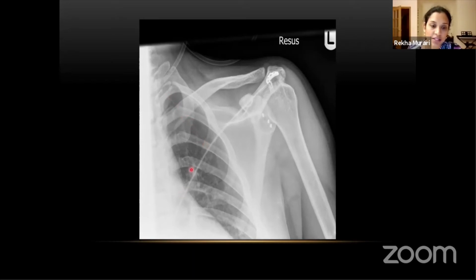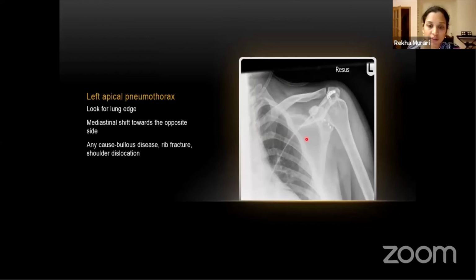And if you can appreciate, there are lung markings up till the line there, and then there are no lung markings past it, because there's no lung there. There's only air in the pneumothorax. So always when diagnosing pneumothorax, apical pneumothorax can be subtle. So look for the lung edges, and that's why I've put this projection, because to rule out a small or subtle pneumothorax, you need to zoom into the apices and sometimes change the contrast. And if it is large enough, the mediastinum will shift towards the opposite side.